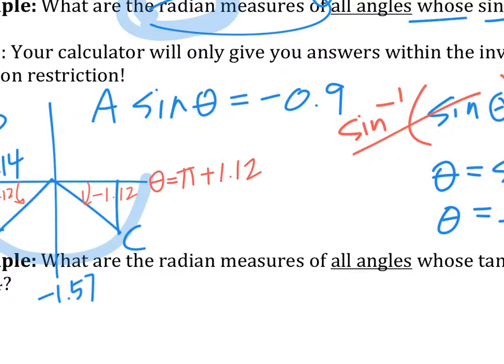Now, how do you get to the second one in the fourth quadrant? Add something, or let's think of it backwards. How much is the whole circle? 2 pi, 360, 2 pi, right? And then I'm going to go whole circle and then backwards. How do you say backwards? Minus. So this is basically 2 pi minus 1.12 for the fourth quadrant one, because you go a whole circle, which is 2 pi, and then backwards 1.12.